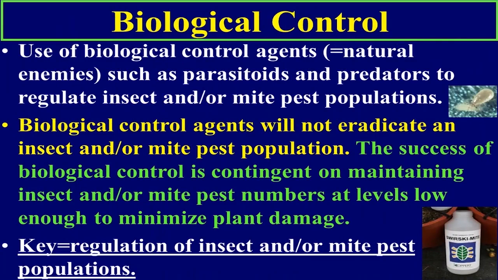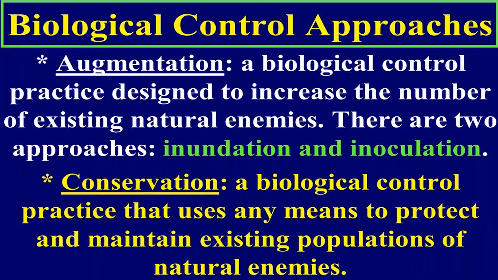Biological control is the release of natural enemies, in this case parasitoids and predators, to regulate, and the key word is regulate, insect or mite pest populations. Biological control agents will not eradicate pest populations. So the success of a biocontrol program is contingent on maintaining insect or mite pest numbers at levels low enough to minimize plant damage. So what I tell growers is, 2 weeks before you ship, look at your crop. If you don't notice any major damage or anything like that, you've done your job. And that's what biological controls are designed to do: regulate insect or mite pest populations and keep damage to a minimum.